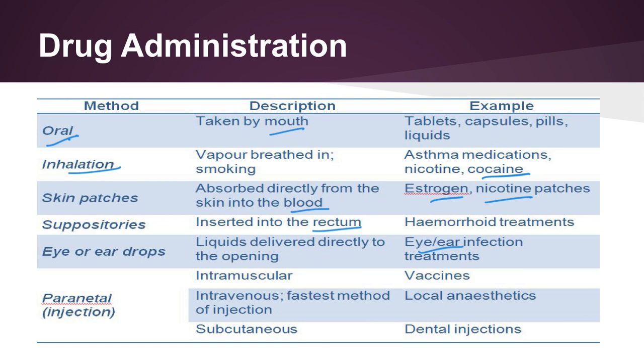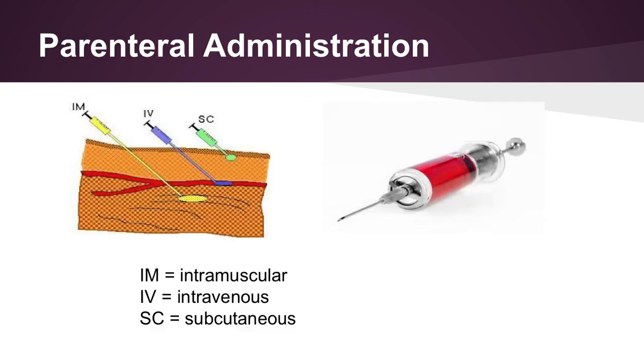And then finally, parenteral, which means injection. And there's sort of 3 different levels of injection. The deepest one, intramuscular, is used for vaccines. Intravenous is the fastest method of injection, and that's for anesthetics. And then subcutaneous is dental injections. So what do these 3 actually mean, and what do they look like?